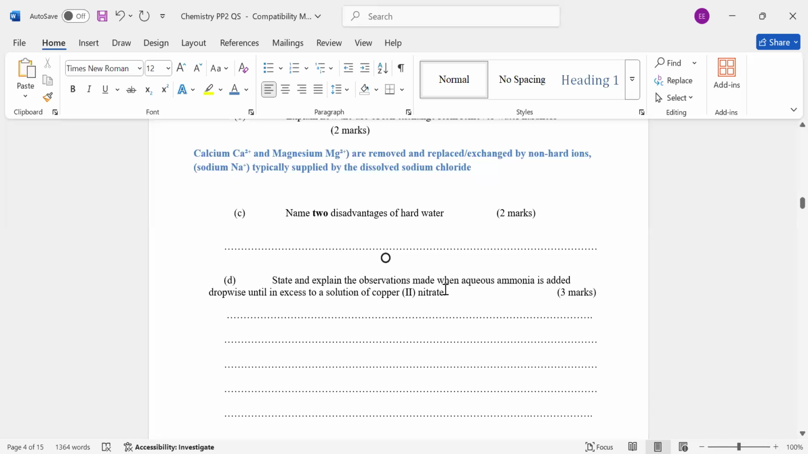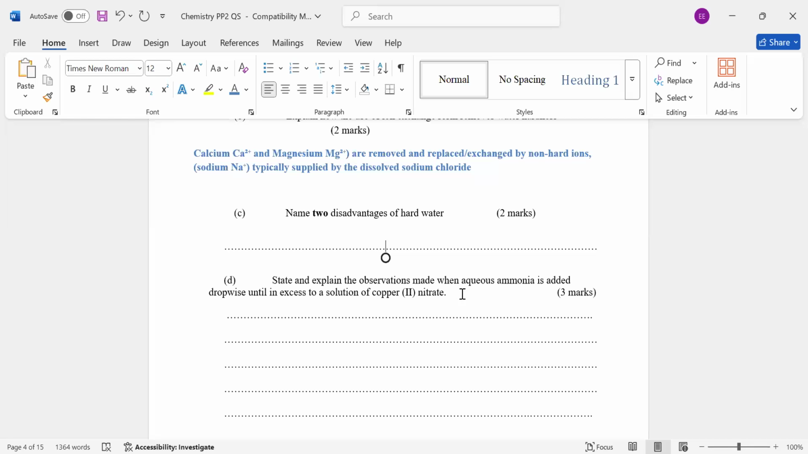State and explain the observation made when aqueous ammonia is added dropwise until in excess in a solution of copper(II) nitrate. This one is just you're adding aqueous ammonia to copper(II) ions. Give me an answer here.